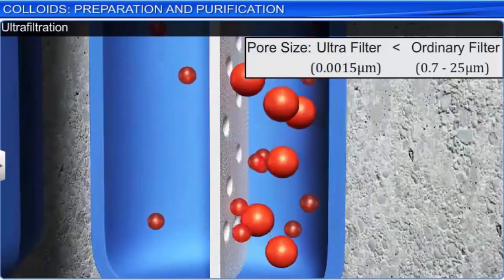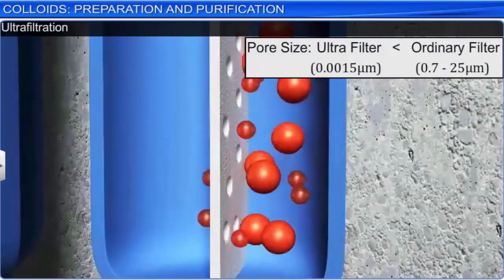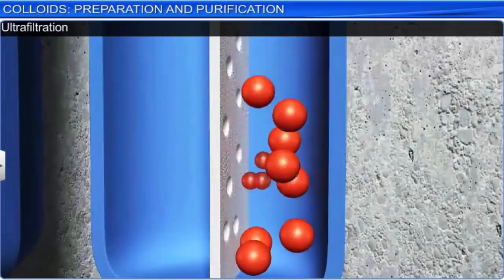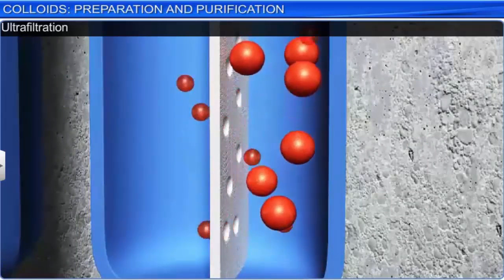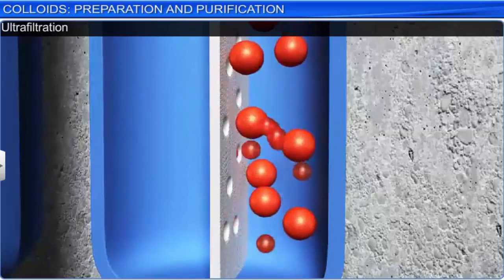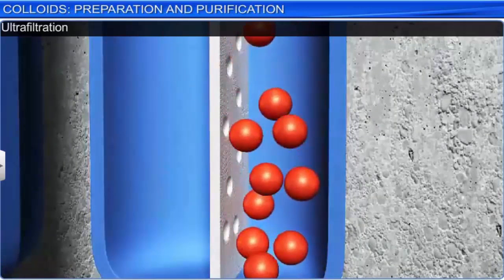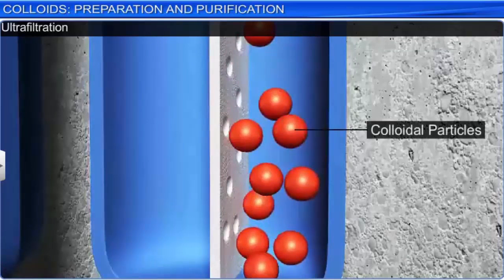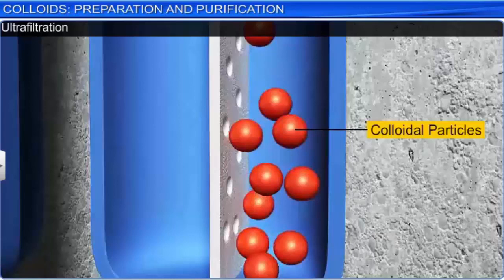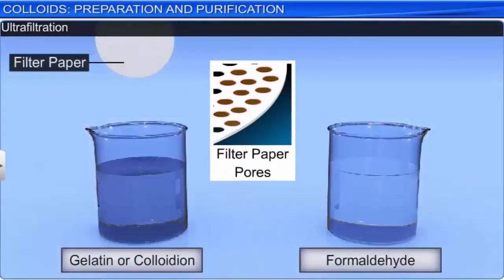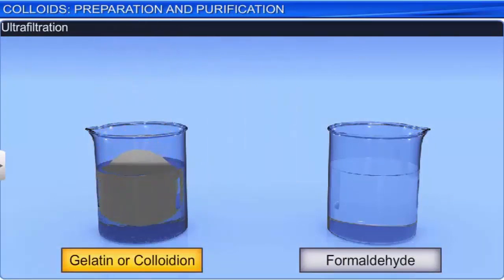Ultrafiltration is defined as the process of separating the colloidal particles from the solvent and the soluble solutes from the colloidal solution by specially prepared filters, which are permeable to all substances except the colloidal particles. The size of the pores in the filter paper can be decreased by soaking it in a solution of gelatin or collodion, followed by hardening with formaldehyde.